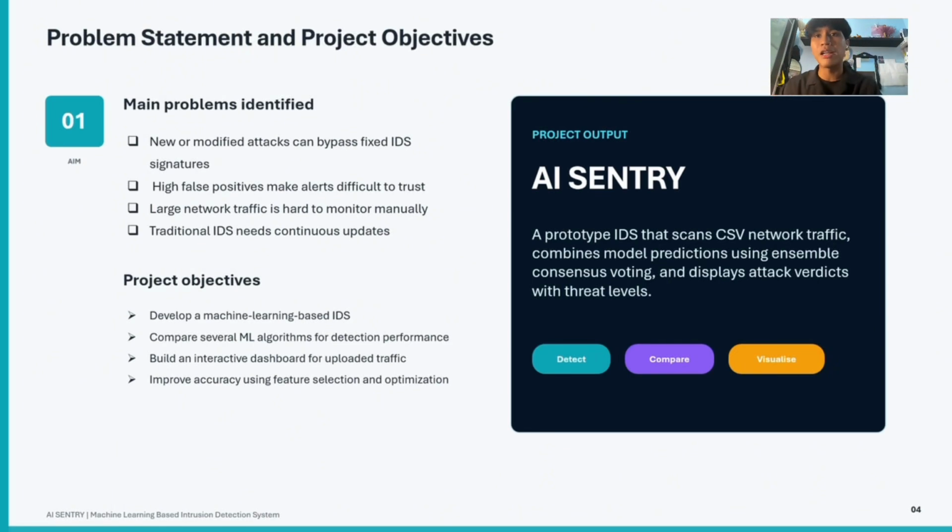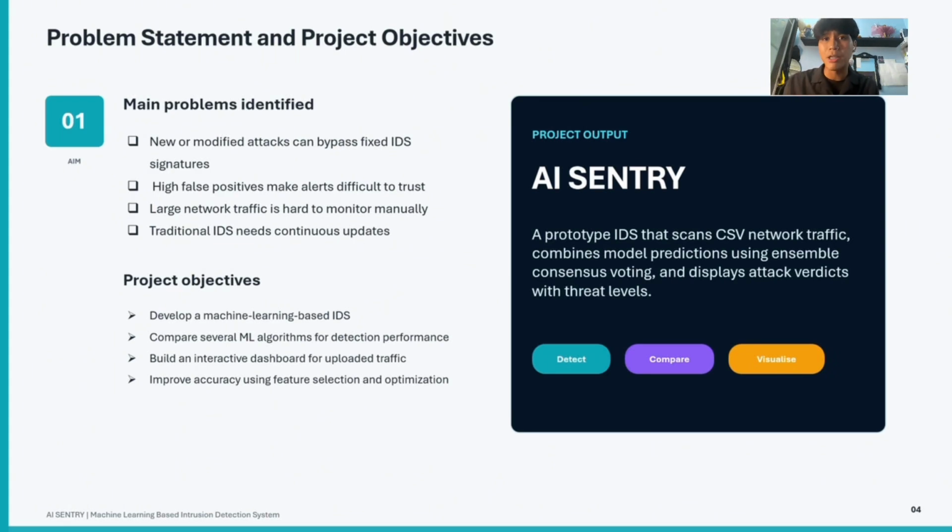There are 4 main problems identified in this project. The first problem is that new or modified attacks can bypass signature-based intrusion detection systems because there may be no matching signature in the database. The second problem is the high number of false positives. Sometimes normal traffic is wrongly detected as an attack. Too many false alerts can make security administrators ignore important warnings. The third problem is the large amount of network traffic. Monitoring every connection manually is difficult and not practical. And the last problem is that traditional systems require continuous signature updates to detect new threats.